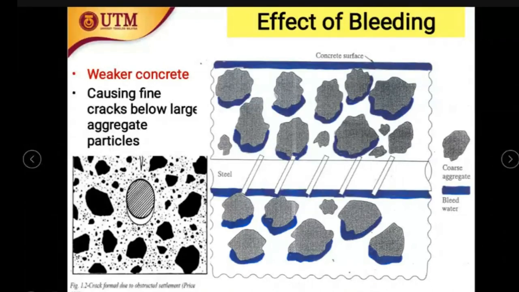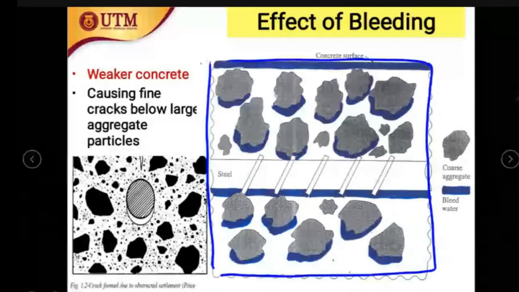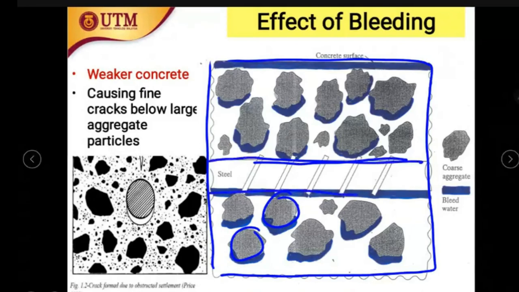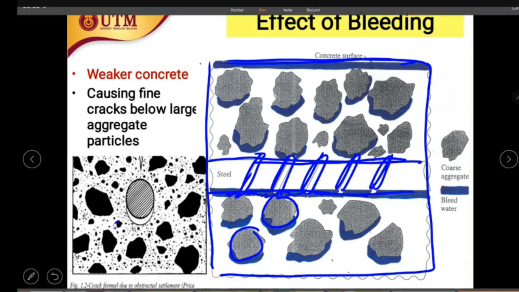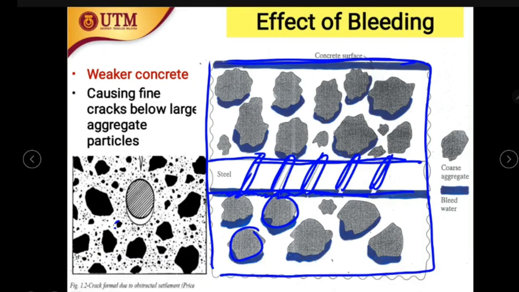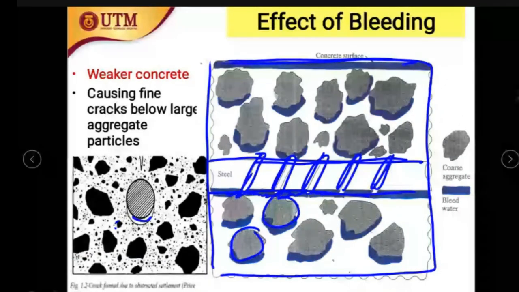can be catastrophic. Because if you look at this whole thing, this is the concrete, and inside the concrete we have the aggregates, and then we have steel. This is our steel rebar, and then you have the rib. If bleeding of the concrete happens, it does not only happen at the top here, but the bleeding can also happen here. If we look at the cross section, it is about like this, where this part is the bleeding.